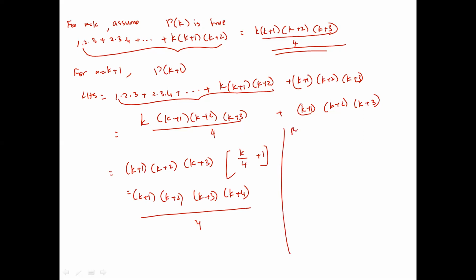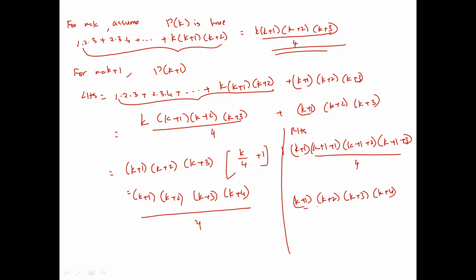But at the same time, we have to see the right hand side. Put n as k plus 1. I'll have k plus 1 into k plus 1 plus 1 into k plus 1 plus 2 into k plus 1 plus 3 by 4. That is, I get k plus 1 into k plus 2 into k plus 3 into k plus 4 by 4. So, because left side is same as right side, I can say P of k plus 1 is true. Once it is true, that implies that P of n is also true for all n belonging to the set of natural numbers.